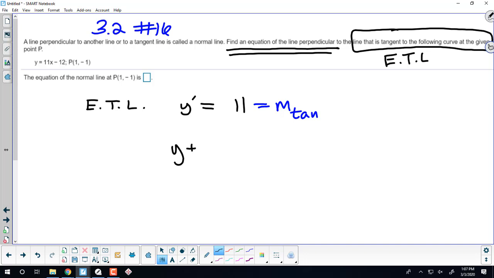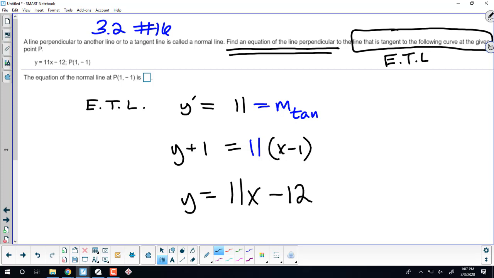So we have y minus the y coordinate equals our slope of the tangent line times x minus the x coordinate. So what do we get? Y is 11x minus 11 minus 12. Does that make sense?